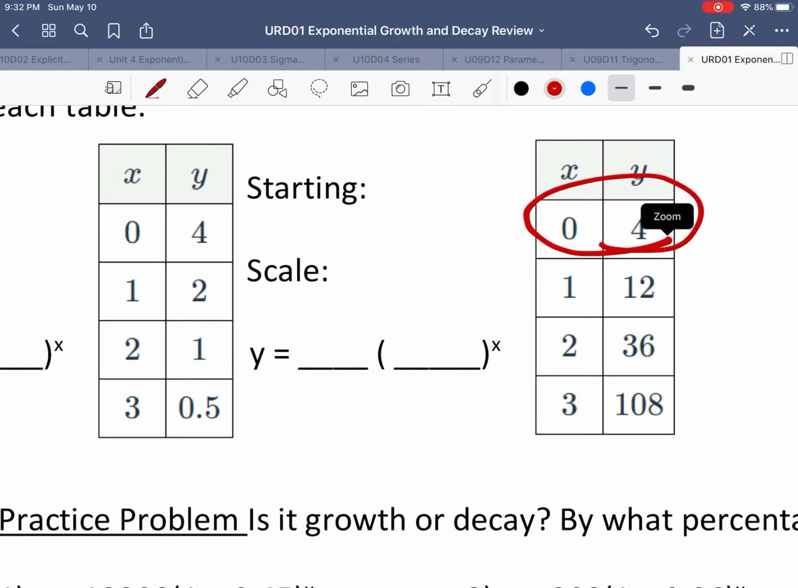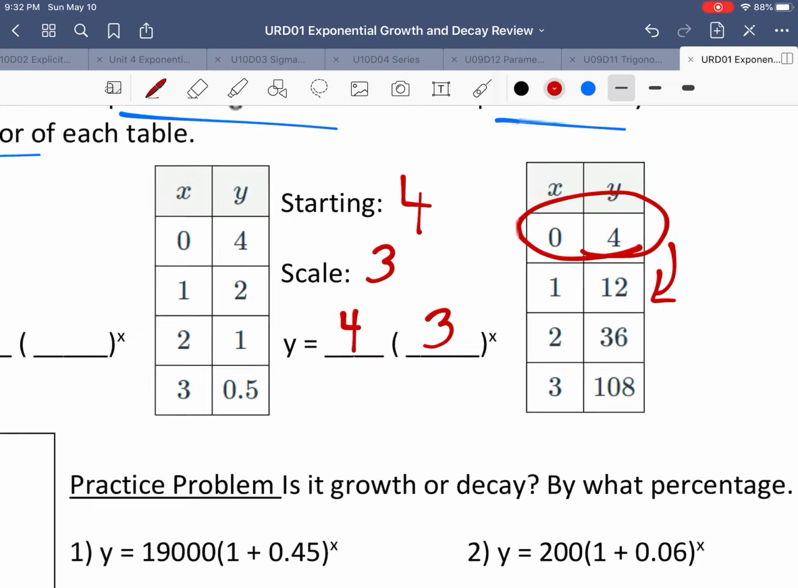You can do the other two on your own when you submit the assignment. So we're looking at this table. Our first value is (0, 4). This is kind of like a geometric sequence because they're exponential. So the starting value is 4, so that's like A0 really. And the multiplier is our scale factor, and that in this case is 3. So this exponential equation is y equals 4 times 3 to the x power.